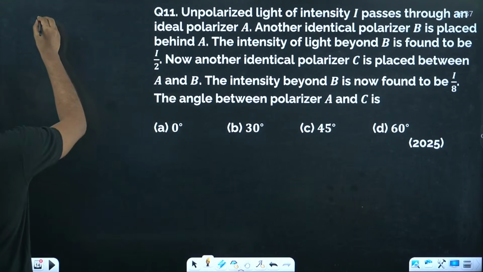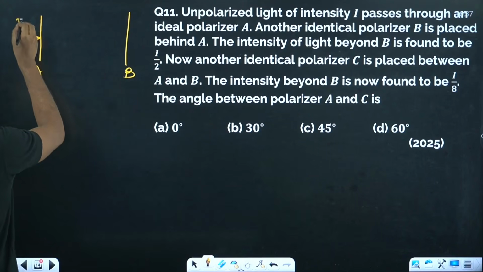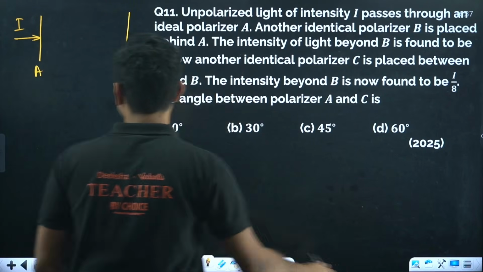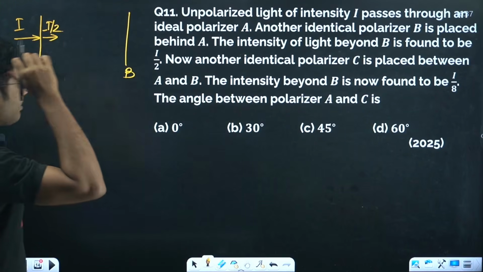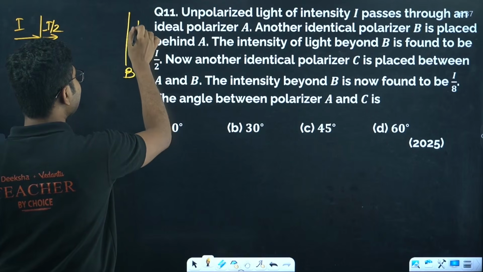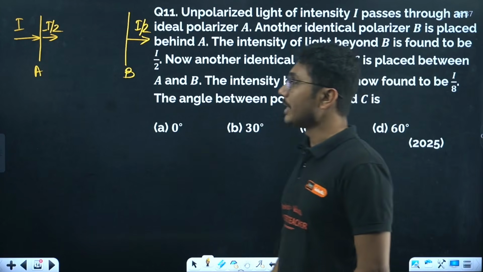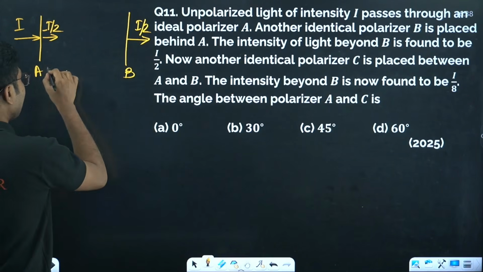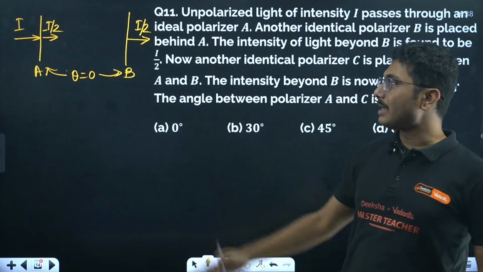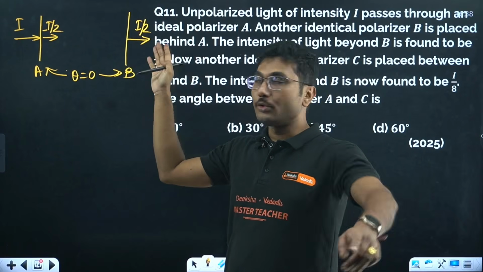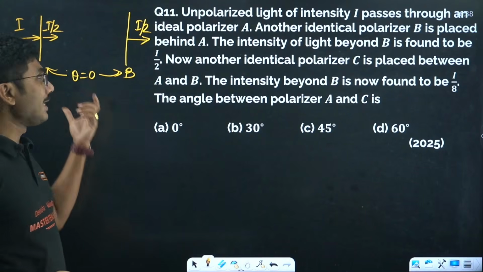So basically we have a polarizer A and a polarizer B. The unpolarized light is I. When an unpolarized light passes through a polarizer, the intensity becomes half. In case number 1, the intensity out of B is also I by 2. That means the angle between A and B is 0 degrees, so they are parallel. The first polarizer gives I by 2, and since the angle between them is 0, the second polarizer gives the same value. So that's why it is I by 2.